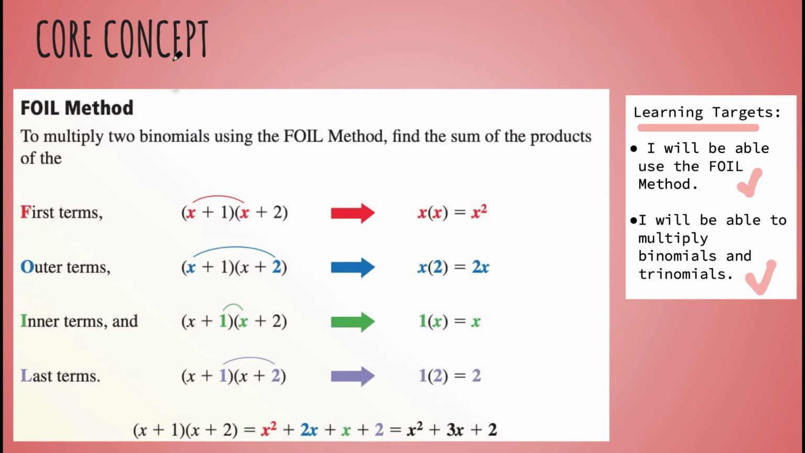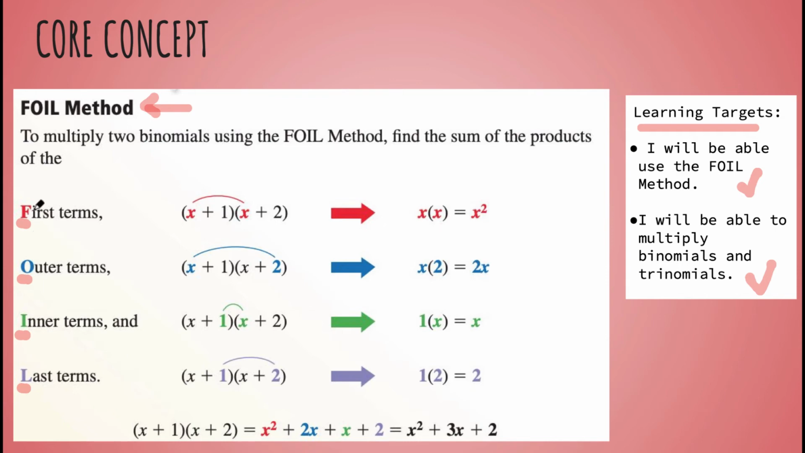Okay, let's take a look at our core concept. So we're going to use what we call the FOIL method for multiplying two binomials together. And the FOIL stands for first, outside, inside, last. So go ahead and pause the video and copy down this example here so you have this in your notes.